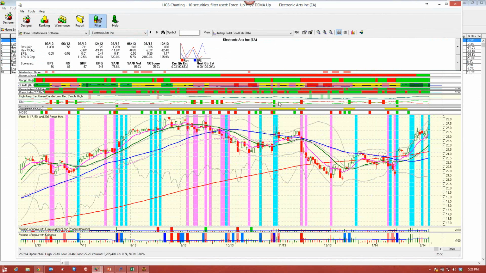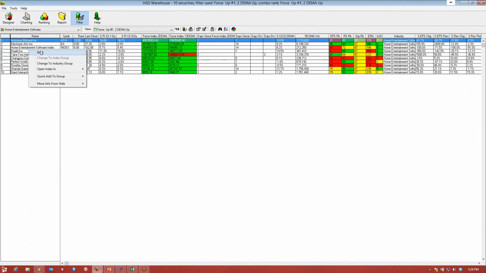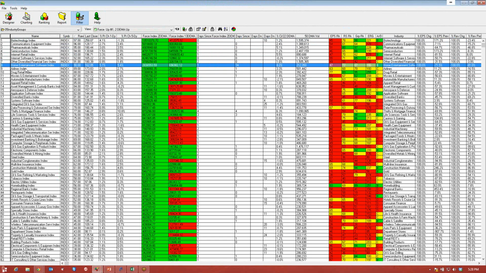Electronic Arts. I just don't love their earnings, but the chart's in a nice uptrend, pocket pivots, everything green is above. None of these looked as good as some of the earlier ones.